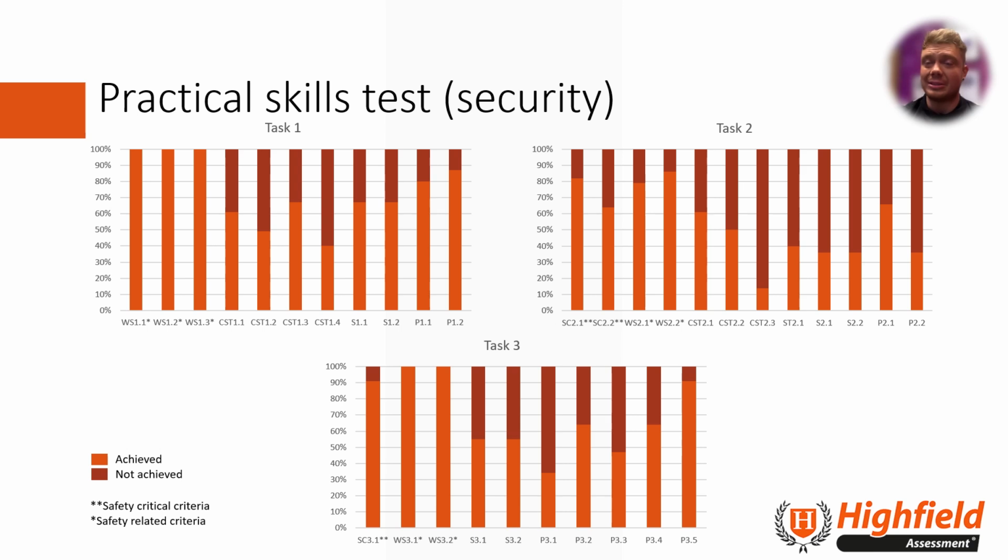Total marks available in this pathway are 83, with the learner needing to score at least 60% plus all the safety critical and safety related criteria in the task to pass. To achieve the distinction, the learner must score at least 80% across all sections of the practical skills test, plus all safety critical and safety related criteria in each task.